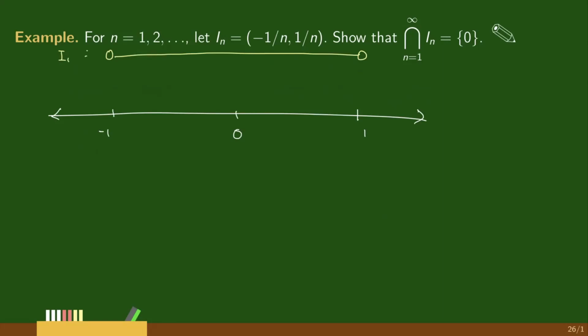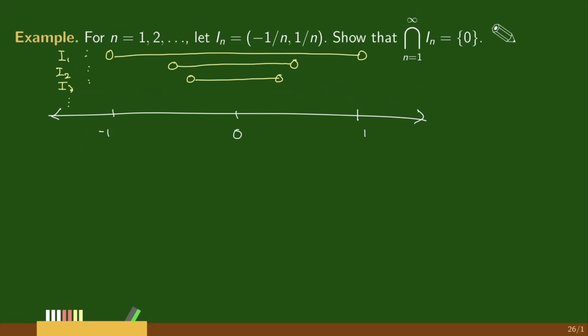Now where is I sub 2? I sub 2 is the open interval from -1/2 to +1/2. That's I sub 2. Right? Now where is I sub 3? It's the open interval from -1/3 to 1/3. That's I sub 3. Then we will keep on doing this forever and ever.